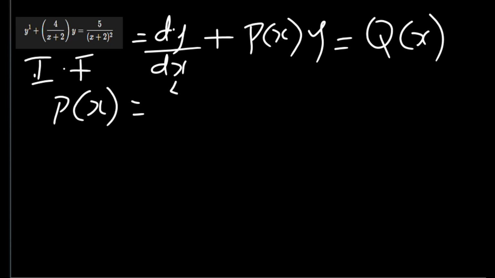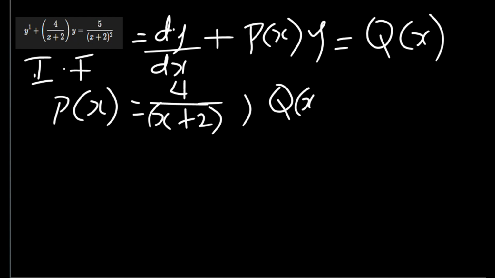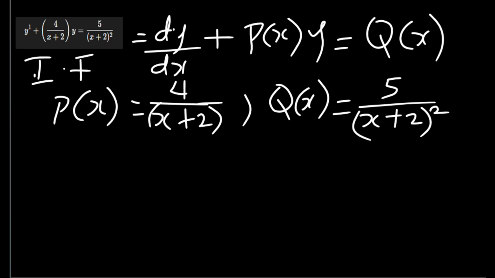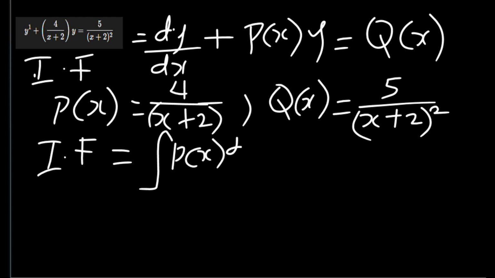Comparing this equation to the equation that was given to us, we can see that p of x is equal to 4 over the expression x plus 2, and q of x is equal to 5 over x plus 2 all squared. So the formula for our integrating factor is e to the power integral of p of x dx. I repeat, e to the power integral of p of x dx.